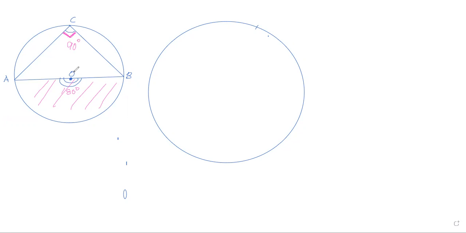Now, I want us to have a look at another one. Before we go to a proof of the angle between the chord and a tangent is equal to an angle in the alternate segment, let's have a look at this one here.